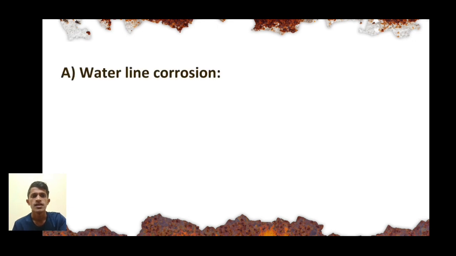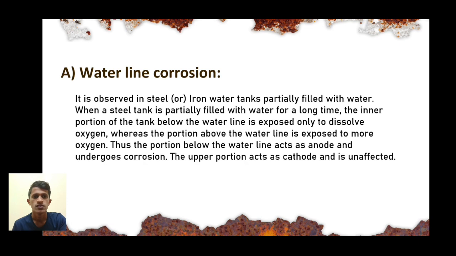Now, let us see what is waterline corrosion. Waterline corrosion is observed in steel or iron water tanks partially filled with water. When a steel tank is partially filled with water for a long time, the inner portion of the tank below the water line is exposed only to dissolved oxygen, whereas the portion above the water line is exposed to more oxygen. Thus, the portion below the water line acts as anode and undergoes corrosion. The upper portion acts as cathode and is unaffected.